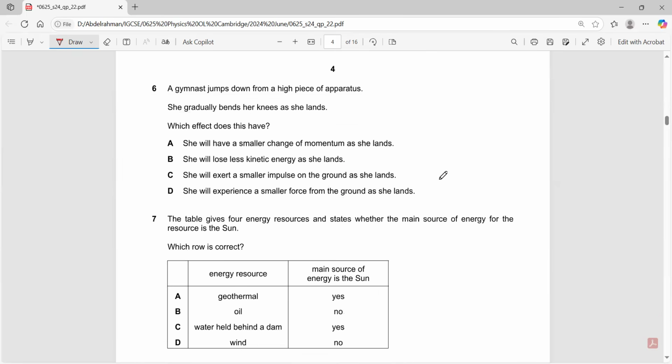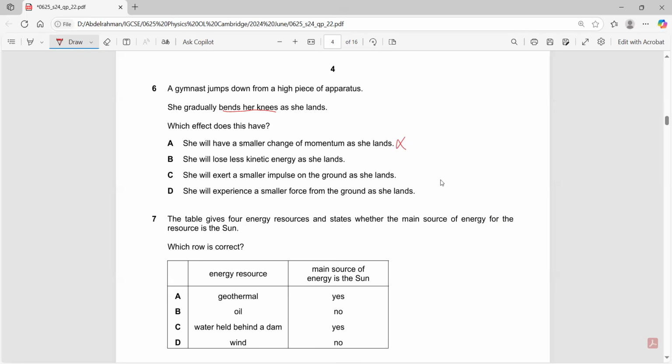In question 6, a gymnast jumps down from a high piece of apparatus. She gradually bends her knees. Why does she bend her knees? Which effect does this have? Will it have a smaller change in momentum? No, it doesn't have a smaller change in momentum. Why? Because she eventually stops. When she jumps and falls on the ground, she eventually stops. So it does not have a smaller change in momentum.